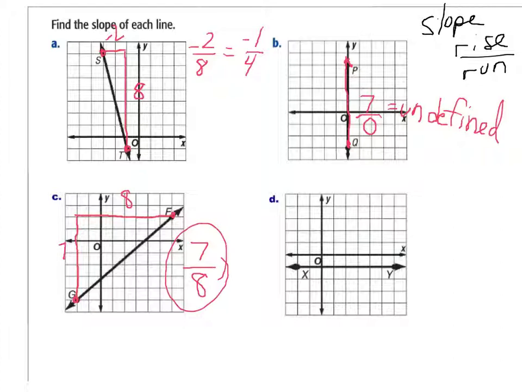Now notice, in A, my line fell from left to right. In C, my line rose from left to right. So if the line falls from left to right, it's a negative slope. If the line rises from left to right, it's a positive slope. Now let's look at D.